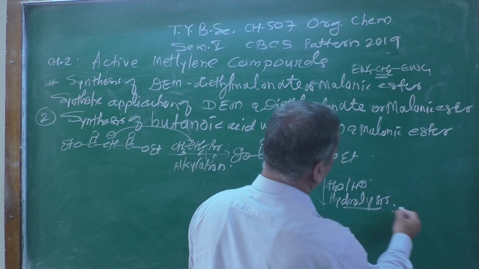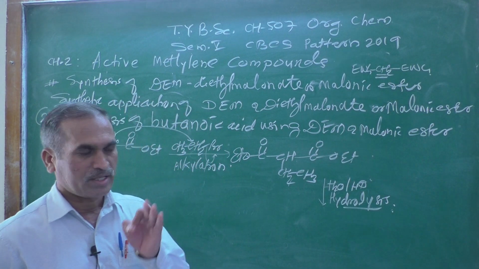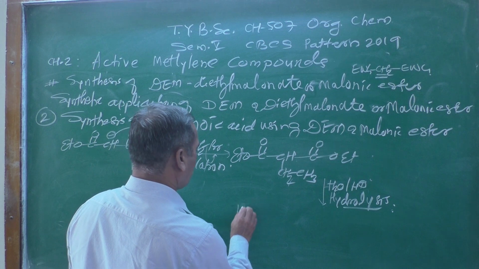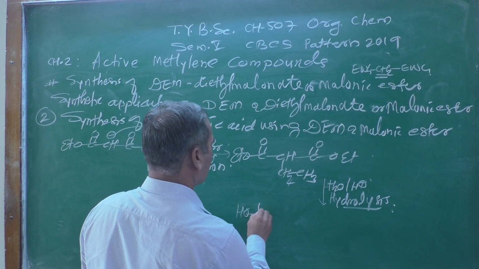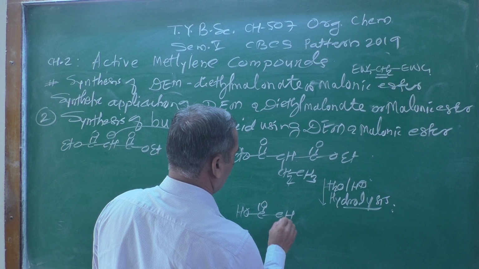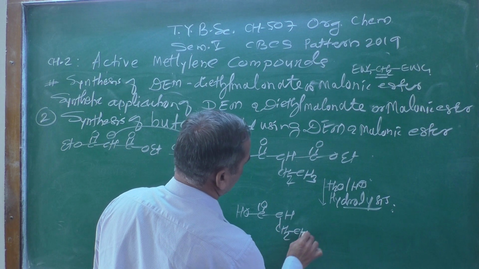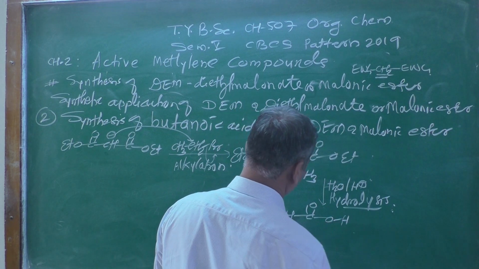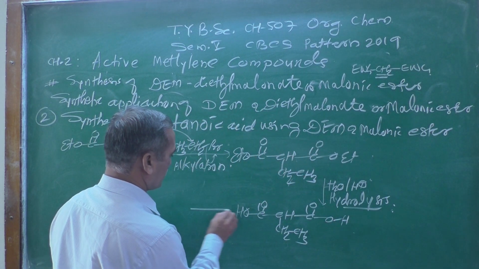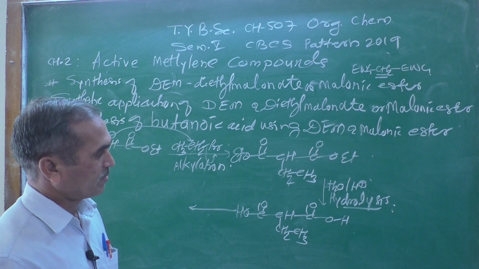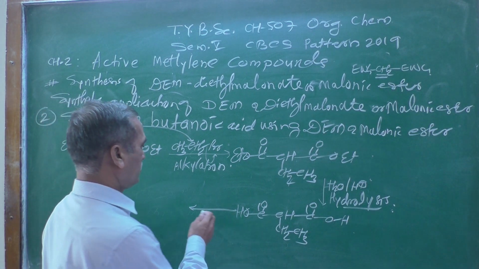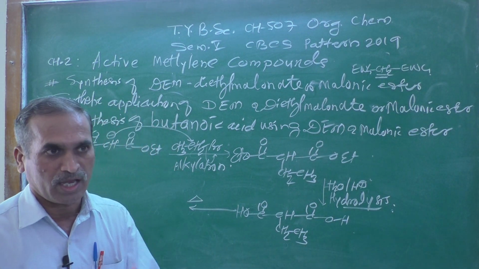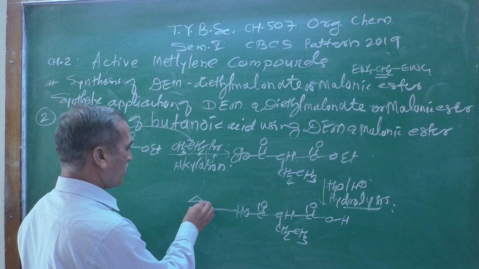Hydrolysis is the process used to convert the ester group into acid, and we will get here HO, C double bond O, CH, CH2, CH3, C double bond O, OH. This is the compound which we got over here. And after that there is another step which we normally employ, which is heating.